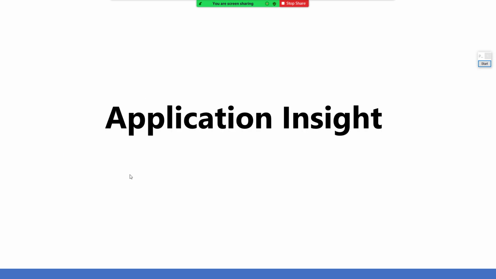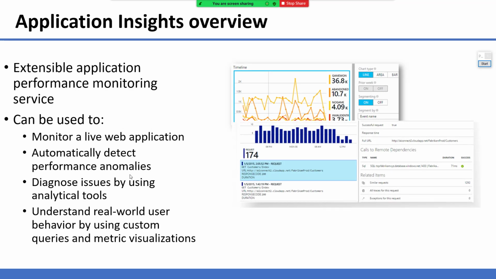Okay, now let's have a deep dive with Application Insights. So what is Application Insights? As I said, Application Insights is basically an APM tool, and it can be used to monitor a live web application. It can detect performance issues, analyze and diagnose various issues, and it can help understand real-world behavior.